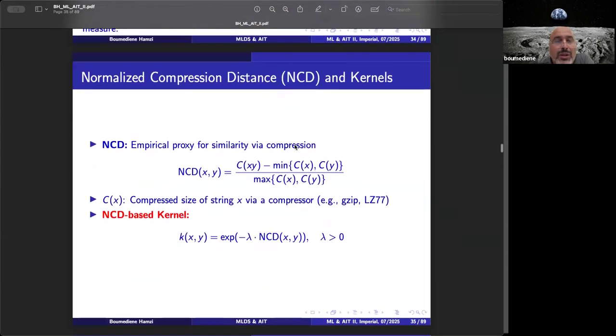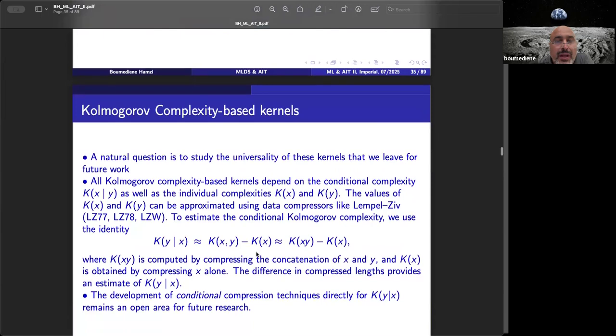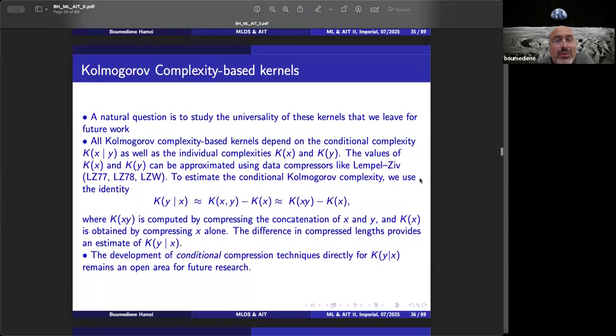And then we got another one which is related to the normalized compression distance. Here, C in a way is the approximant, and so the NCD of X, Y is given by this kernel, and then you construct another kernel based on the NCD. So a natural question is to study the universality of these kernels.